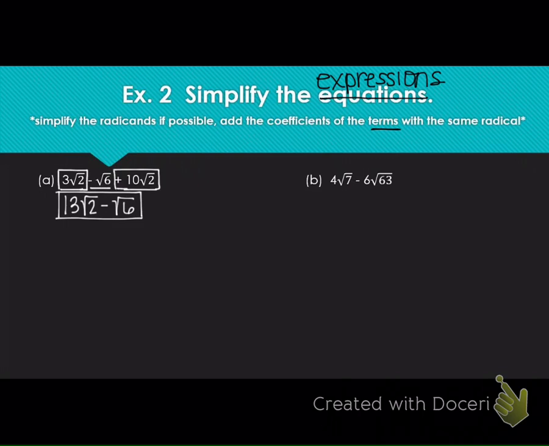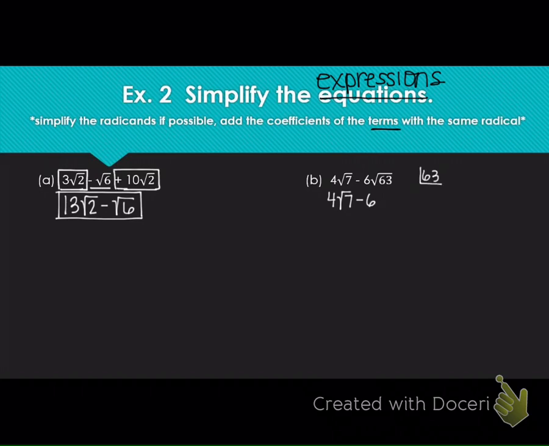Let's look at letter B. 4 times the square root of 7. Can we simplify the square root of 7? No. So we're going to bring down 4 times the square root of 7 minus 6. Can we simplify the square root of 63? Possibly. It's a bigger number, so there's a very good possibility. So we're going to do upside down division.